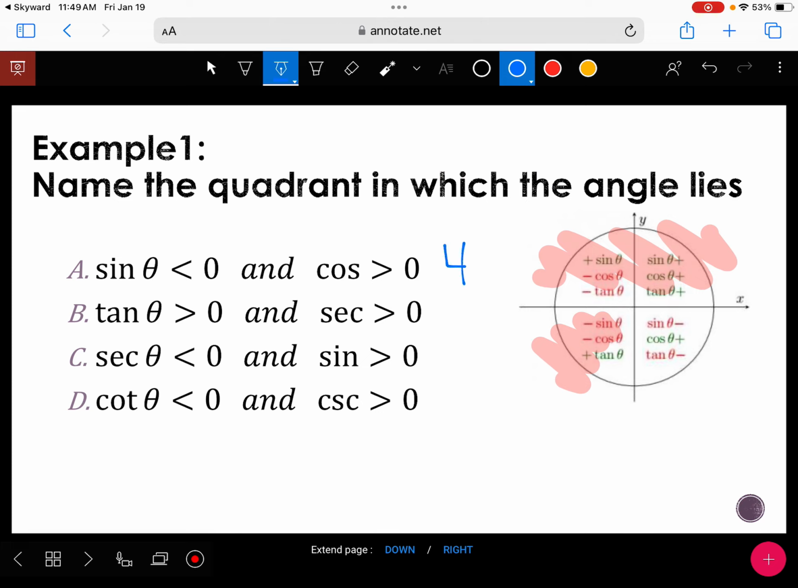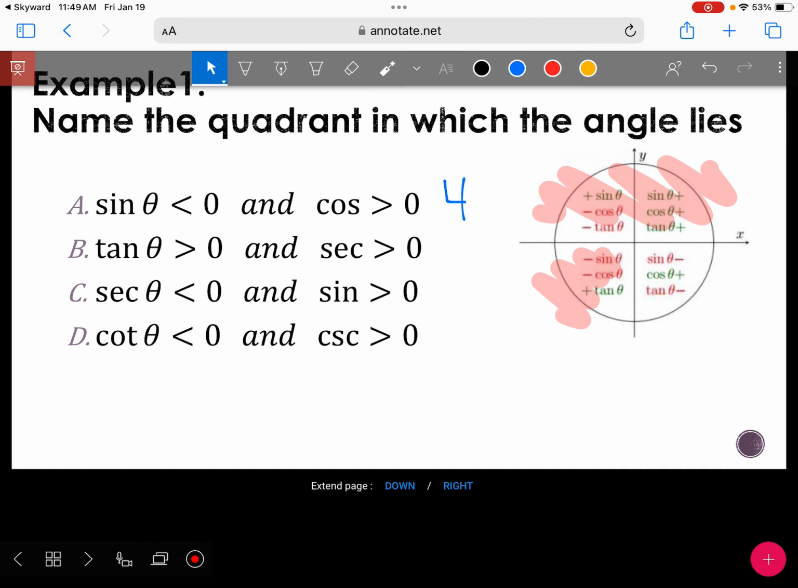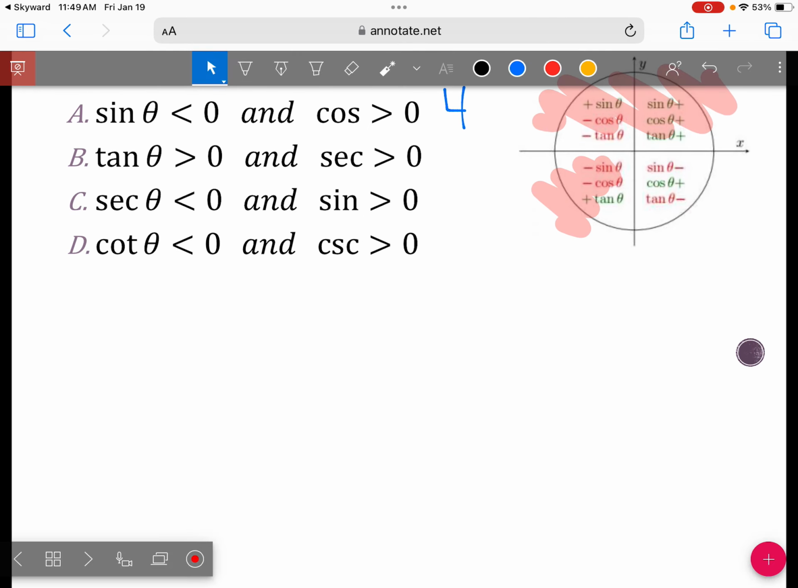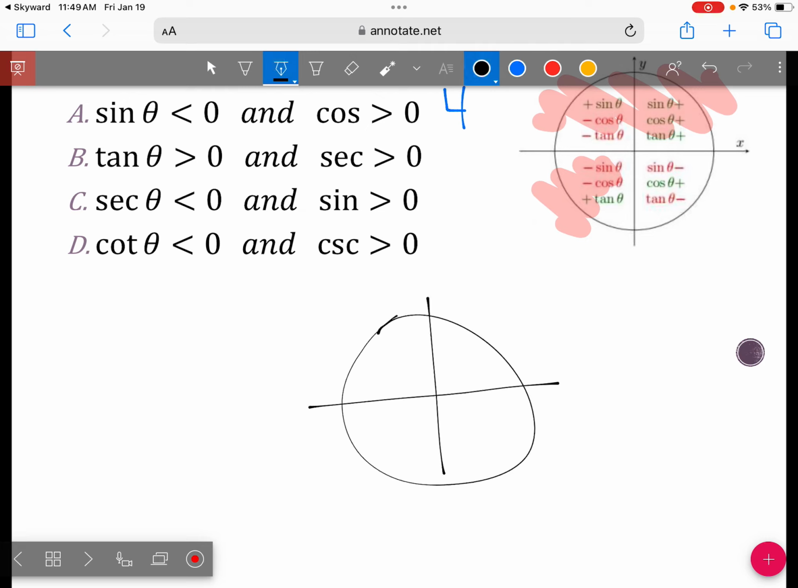And honestly, it might help while you're doing these problems to just draw out a quick unit circle. So as I was doing that last one, you're like, okay, sine is less than 0, so cross out those 2, and then cosine is greater than 0, so cross out that one, and then you know you're left with quadrant 4.